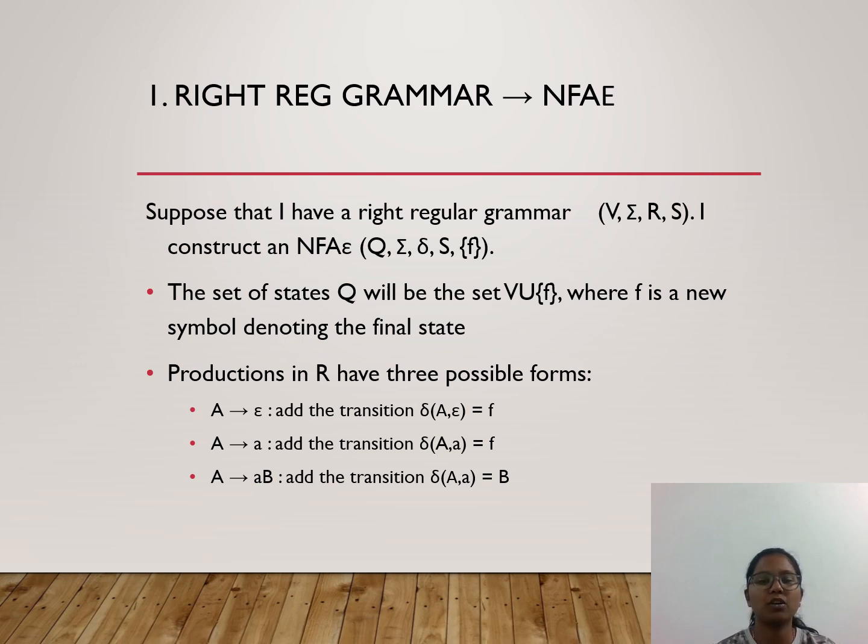A tends to epsilon, adding the transition, we'll be getting the final state. And capital A tends to small a, adding the transition, we'll be getting the final state. Capital A tends to small a, capital B, adding the transition, we'll be getting capital B.